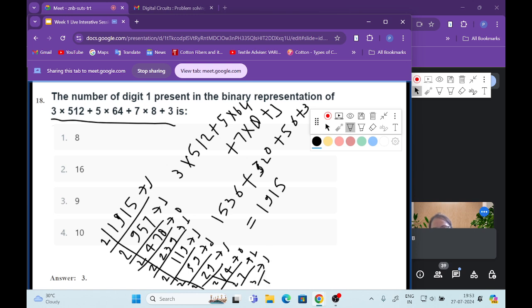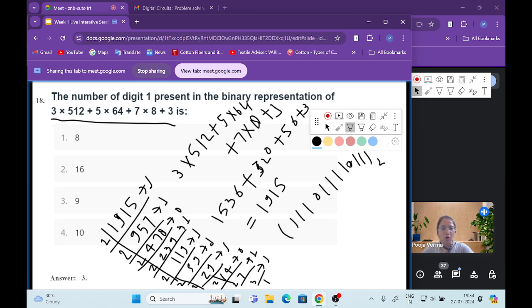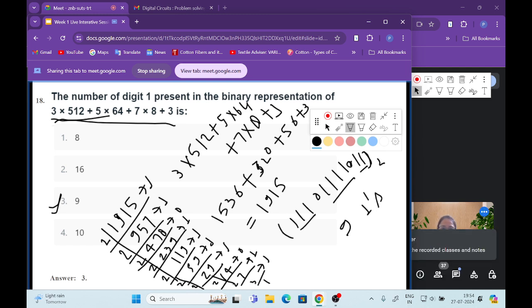So what is the binary representation of 1915? It is 1 1 1 0 1 1 1 1, four times 1, then 0 1 1. Right? So how many ones are there? 3, 4, 7 to 9. So 9 ones are in this representation. So option 3 is the correct answer. Okay.